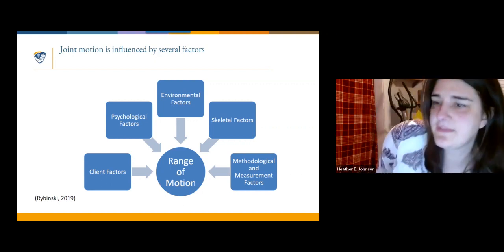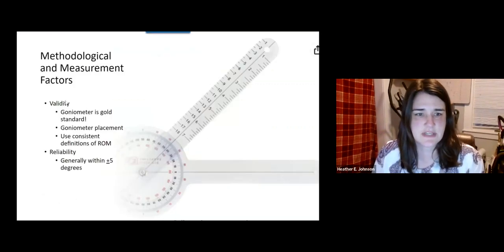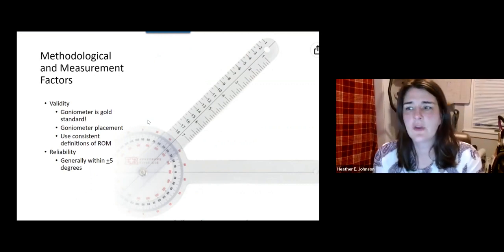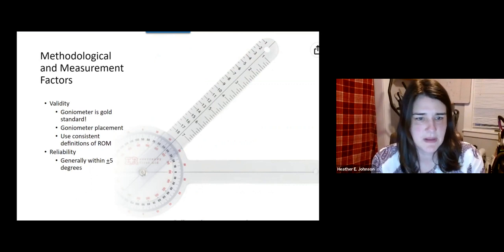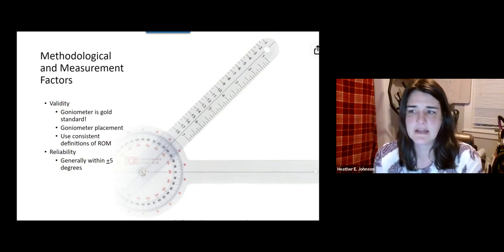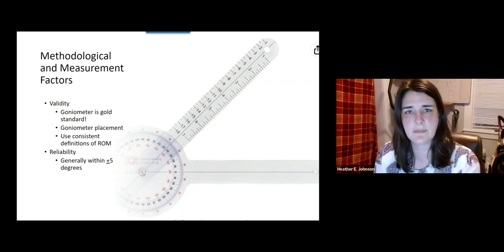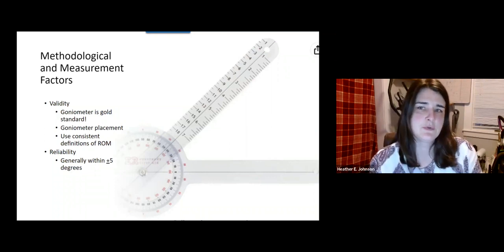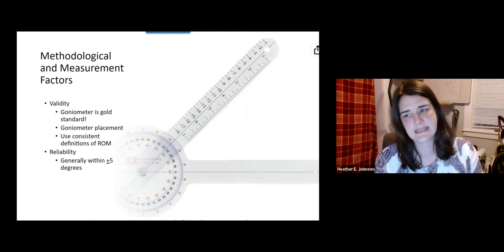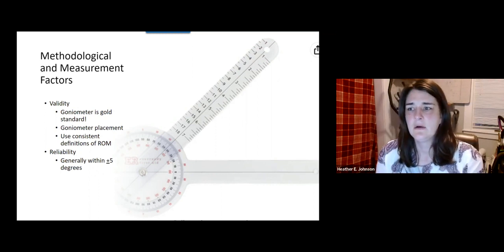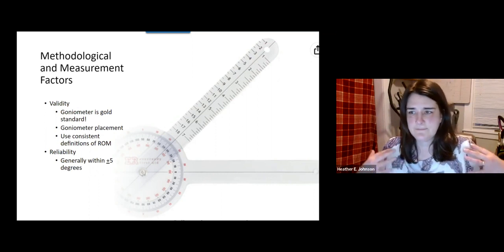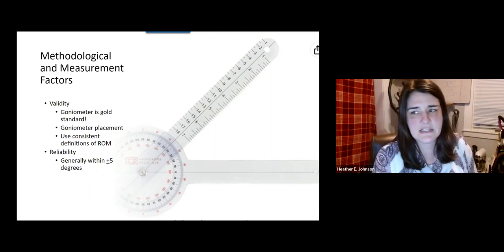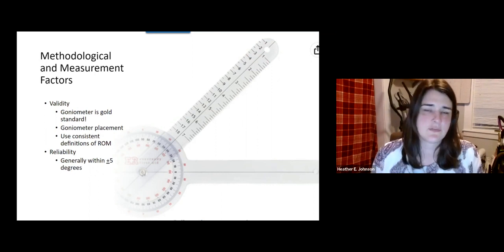And your methodological and measurement factors can also affect your range of motion results and affect your validity and reliability. The goniometer is the gold standard for measuring range of motion, but you can see variability in measurement for range of motion in your client with your goniometer placement, and if you do not use consistent definitions of range of motion. If you do follow consistent definitions of range of motion, you are placing the goniometer at the right axis and keeping the arms of the goniometer within the shafts of the bone, you will generally see within a 5 plus or minus degree accuracy compared to other readers.